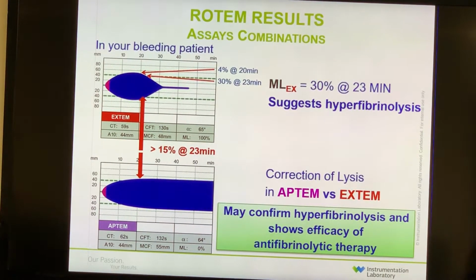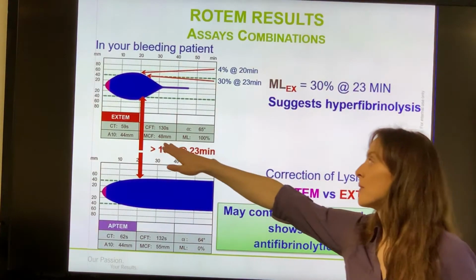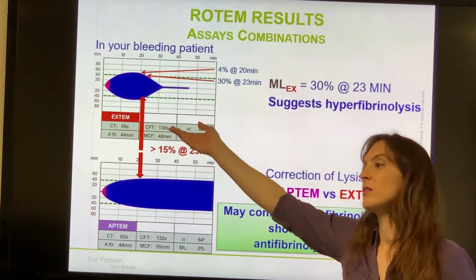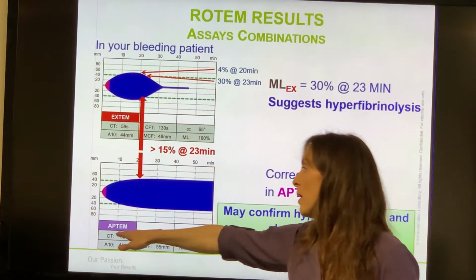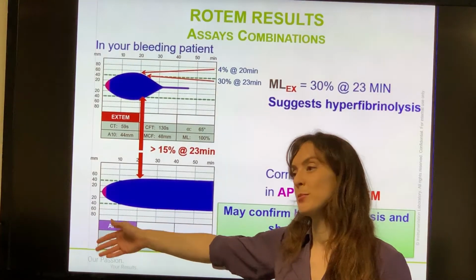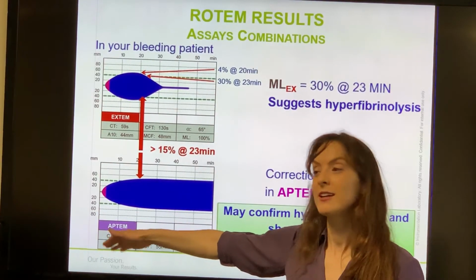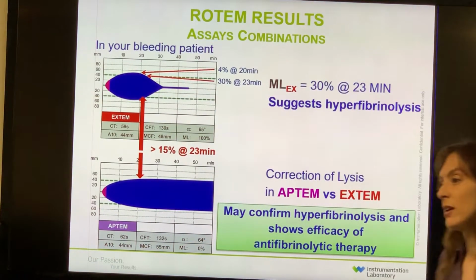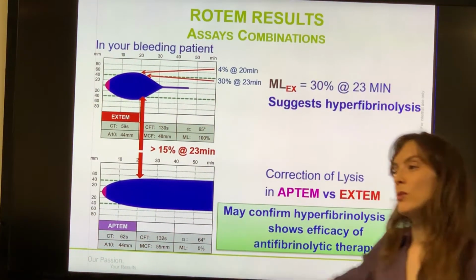What do those terms stand for? They're the name of the assays, it's on the card. So XTEM is the extrinsic pathway. They're using tissue factor to activate the extrinsic pathway. APTEM, it has aprotinin in there, or as someone else said, antiplasmin.